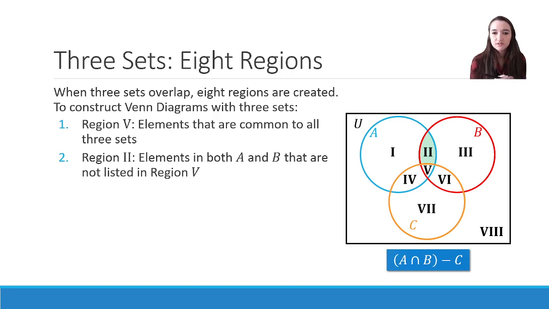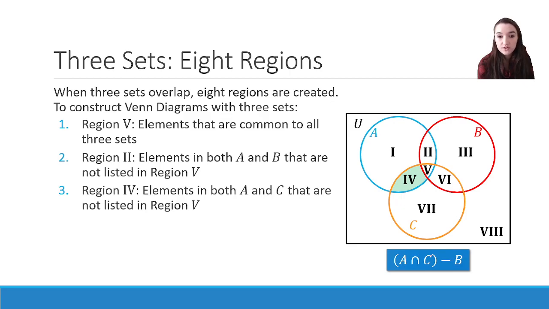Region 2 is elements in both A and B that are not in region 5. So in other words, it's the elements in A and B that aren't in C. If we take A intersect B, that would normally be this entire eyeball-shaped area, but we want to remove anything that also happens to be in C because that would have been accounted for in region 5. So to do that, we take A intersect with B and subtract C. We take the difference with C because remember what that does is it takes anything that's in C and removes it.